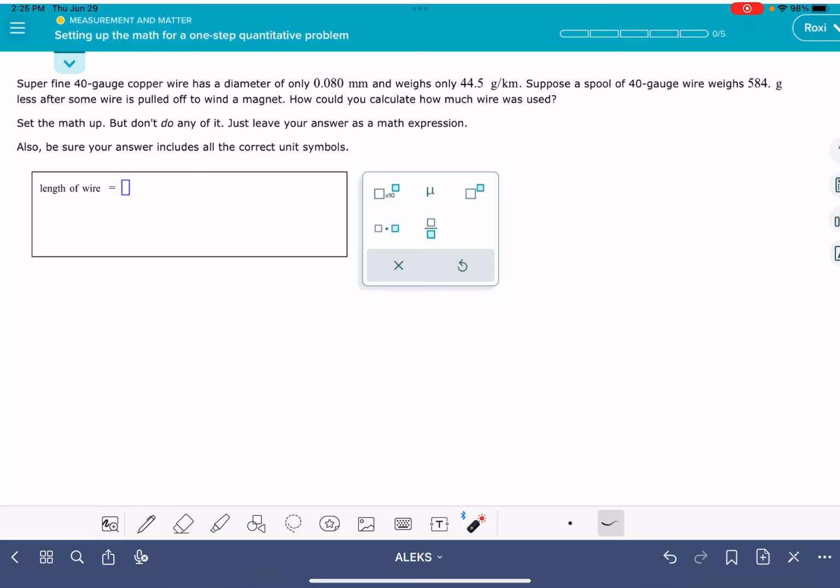In this video, I'm going to give you some tips for solving the ALEKS problem called Setting Up the Math for a One-Step Quantitative Problem. This is a unit conversion problem, but it is a little bit tricky because ALEKS is providing you with more information than you need to solve this problem.